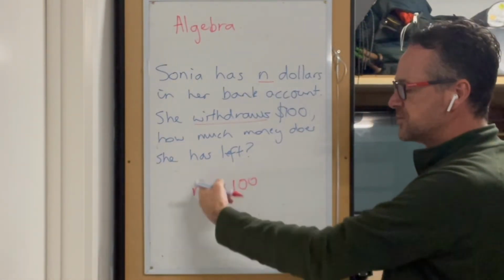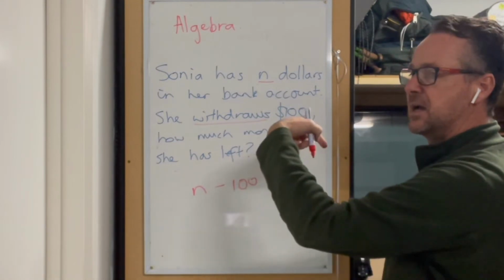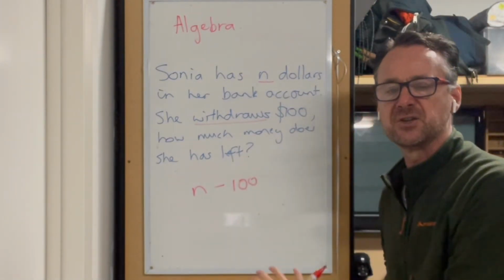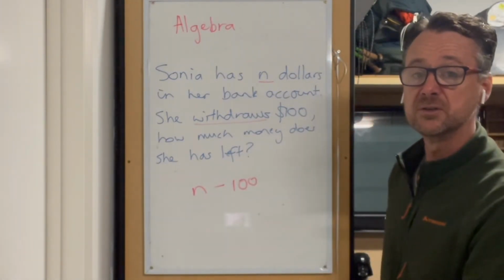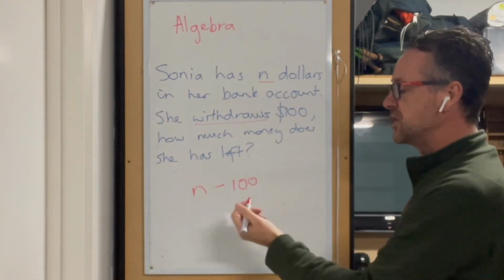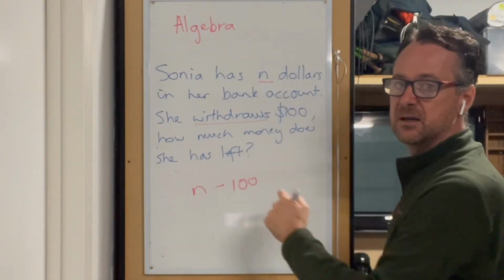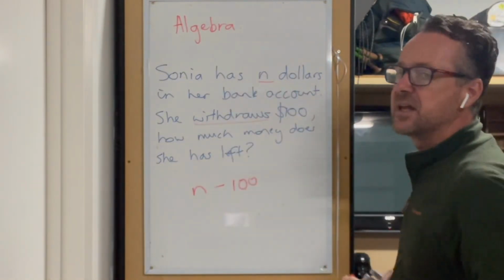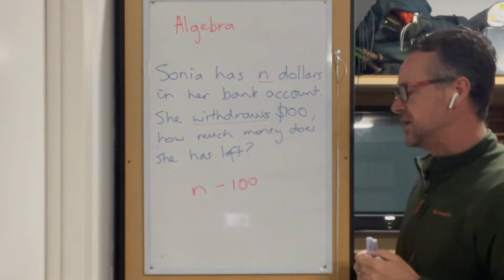Now, sometimes with things like this, there'll be an additional bit of information and they'll say, if she started with $1,000, how much does she have left? And so you would substitute that value in for N. But if it doesn't give you that amount, then the expression alone is your answer.